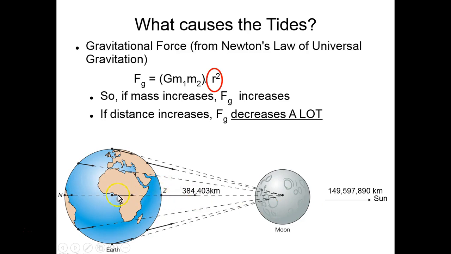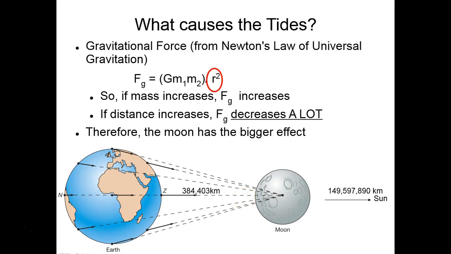And so the distance from the Earth to the moon is 384,403 kilometers. The distance from the Earth to the sun is 149,597,890 kilometers. Okay, so the sun is much farther away, but it's bigger. But because the distance is more important, that means that the moon is going to have the bigger effect on our tides. So again, periodic rising and falling of the sea level.